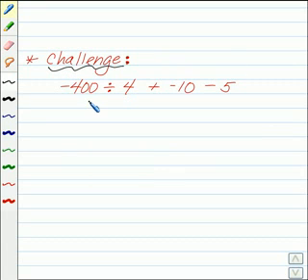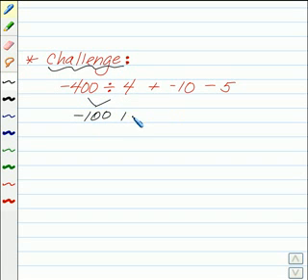Welcome back. -400 divided by 4 is 100, happens to be negative, plus -10. The signs are the same, so we add them, gives us -110. Minus 5, you add the opposite, making the signs the same, and it gives us a -115. I hope you got that as well.